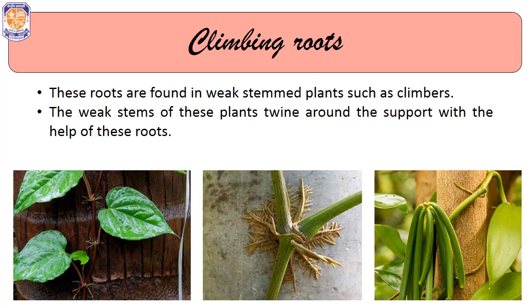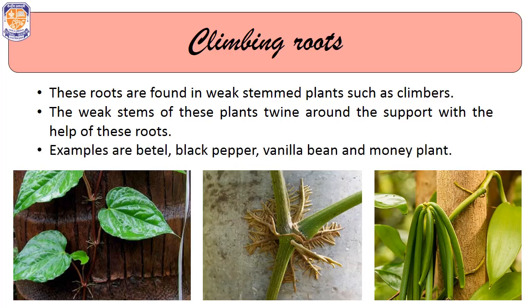They secrete some sticky substance, and this sticky substance helps them to stick with the support, whatever they are offered. In the second picture displayed here, you can see how the roots are sticking to the surface of the support. So these are the climbing roots which are helping them to climb. The examples are beetle plant, black pepper, vanilla bean, and money plant.